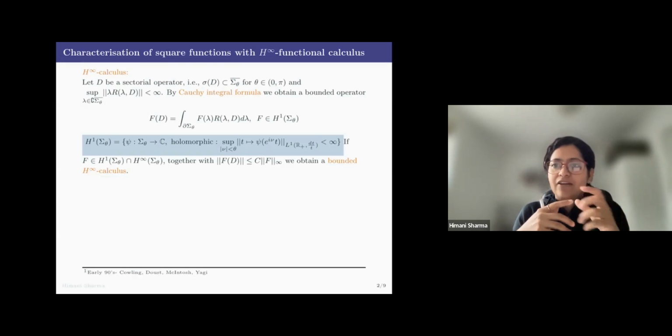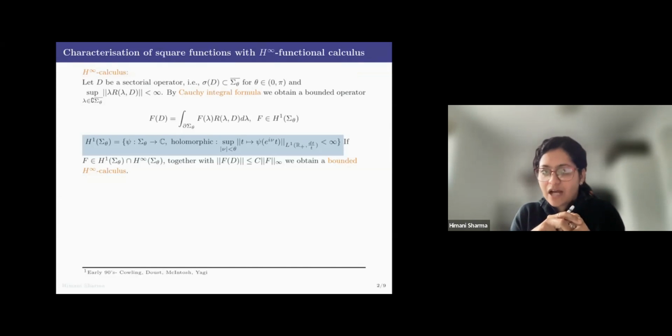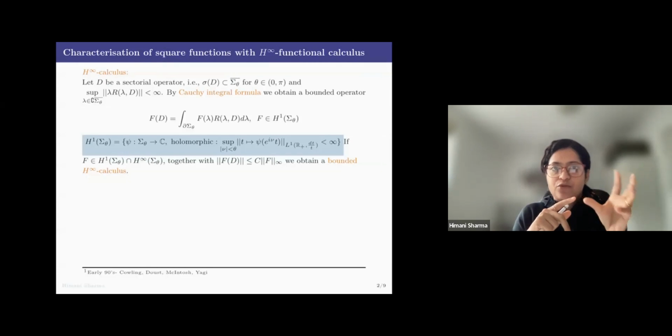So together with that, if we have boundedness of the operator f of D in the class B of X, where I have not written it, but if we take X to be a Banach space, then the operator norm of the operator f of D is bounded by the H infinity norm of the function. In that case, we have a bounded holomorphic functional calculus, or bounded H infinity functional calculus. So we are going to give a characterization of square functions with the boundedness of the holomorphic functional calculus.